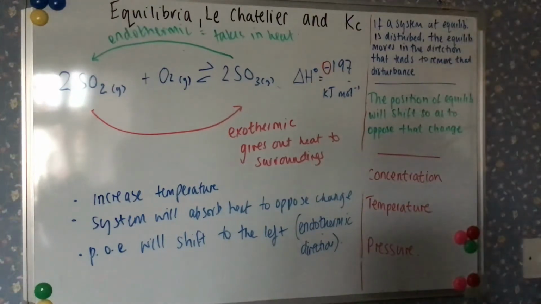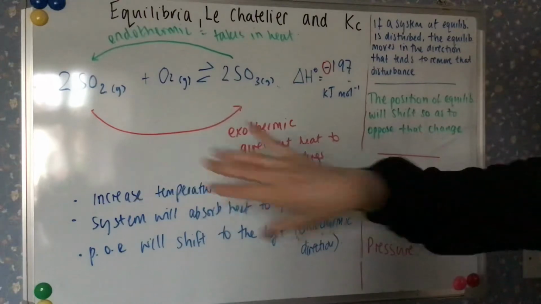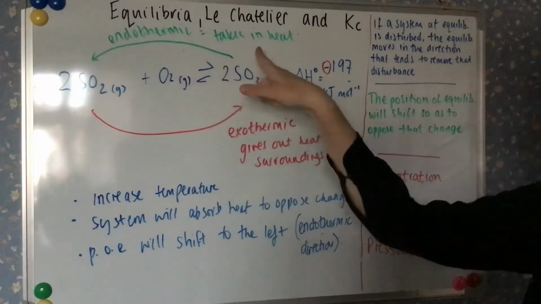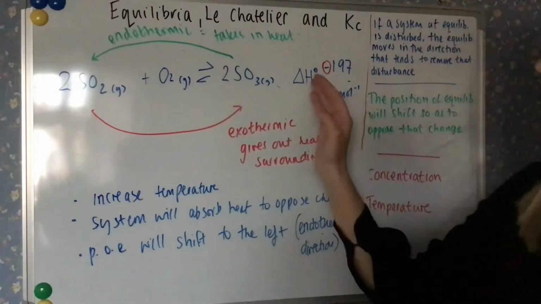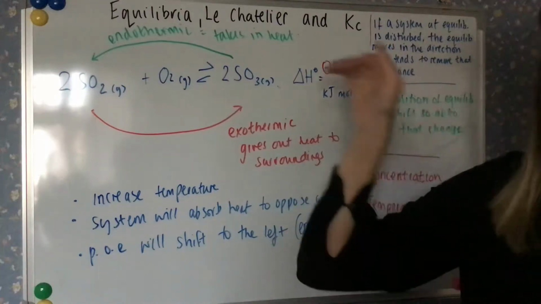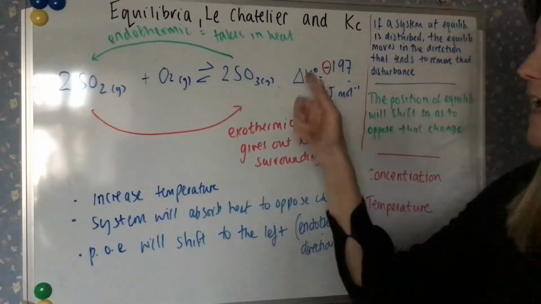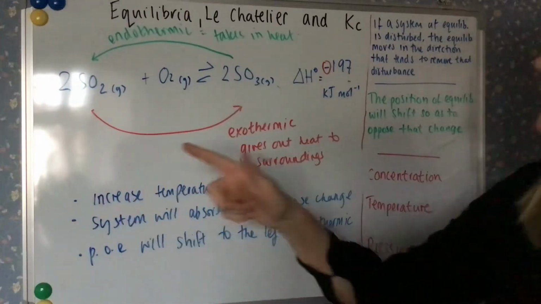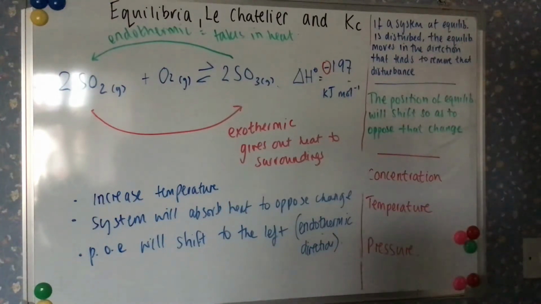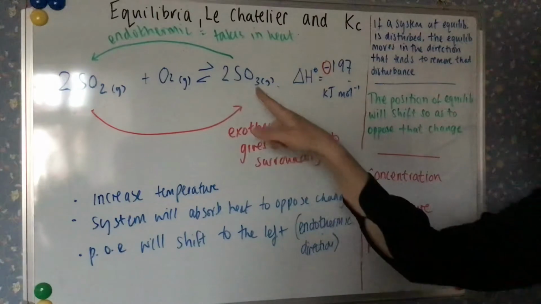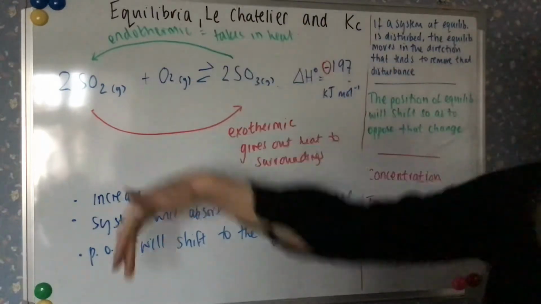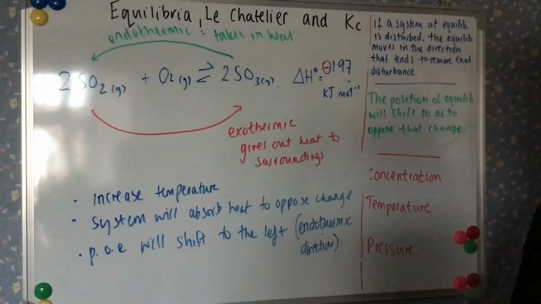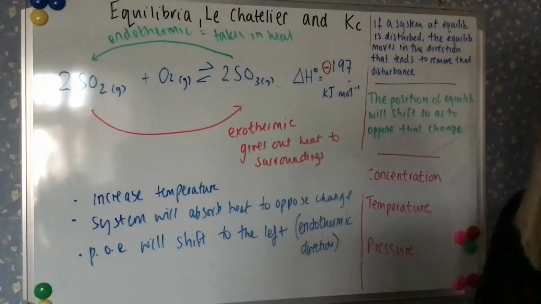So you've increased the temperature, so you've added heat to the system. The system is going to respond by opposing that change, and it will do that by absorbing the heat. And so the position of equilibrium will shift in the endothermic direction. In this case, that's the backwards reaction. So if you had a question that said, if you increase the temperature, what's going to be the effect on the yield? You say it will reduce the yield of SO3 because the position of equilibrium will shift in the endothermic direction to oppose that change. So you'll get less yield.